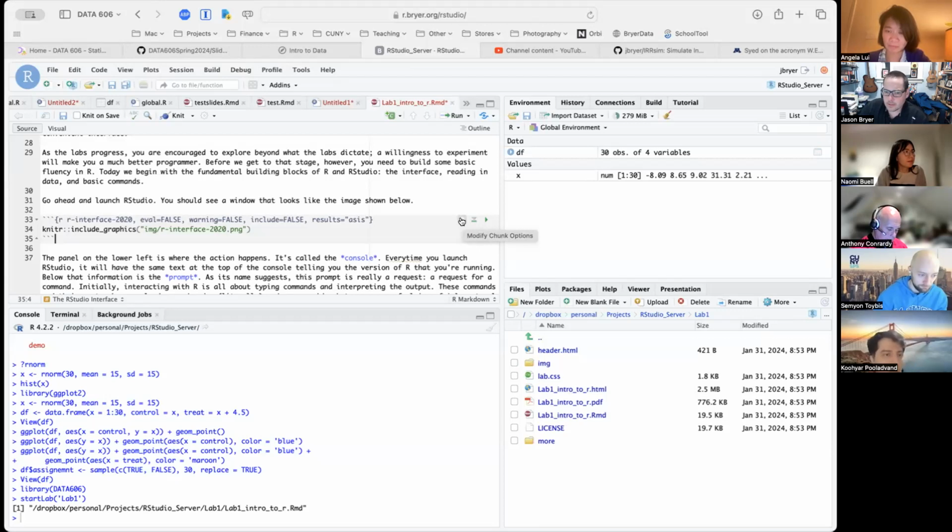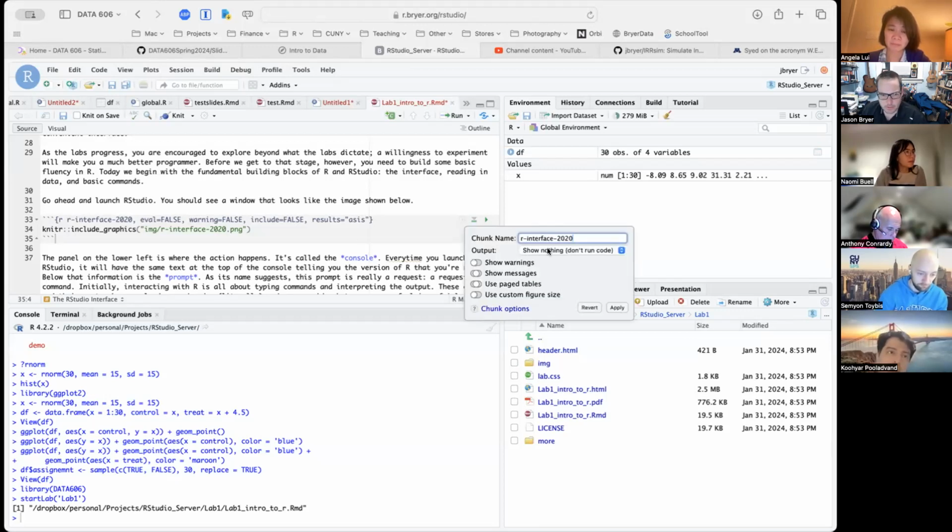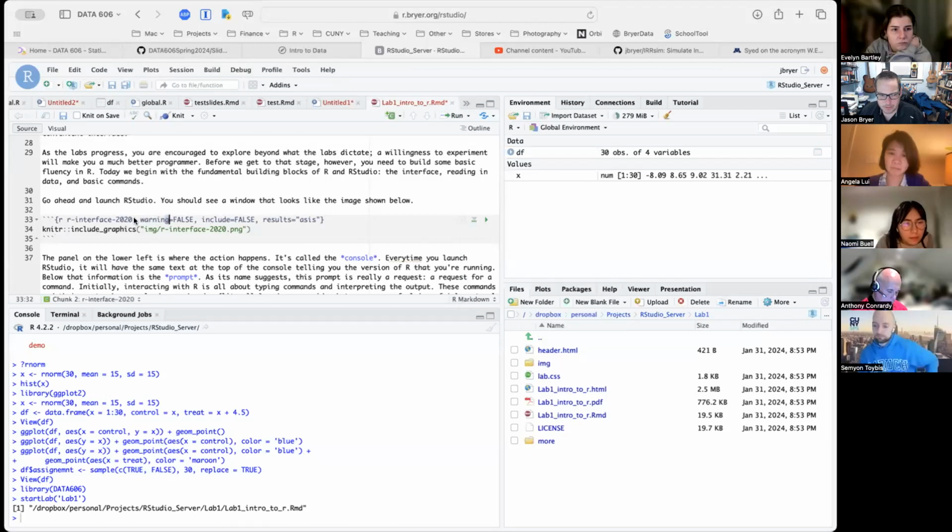But if you notice, I want you to pay attention over here. It's really changing options in this part right here. Over time, by the end of the semester, you're going to know which ones you want to use. The ones you're going to want are usually eval equals true or false, and echo equals true or false. If you have echo equals false, it will run the R code but keep the output.